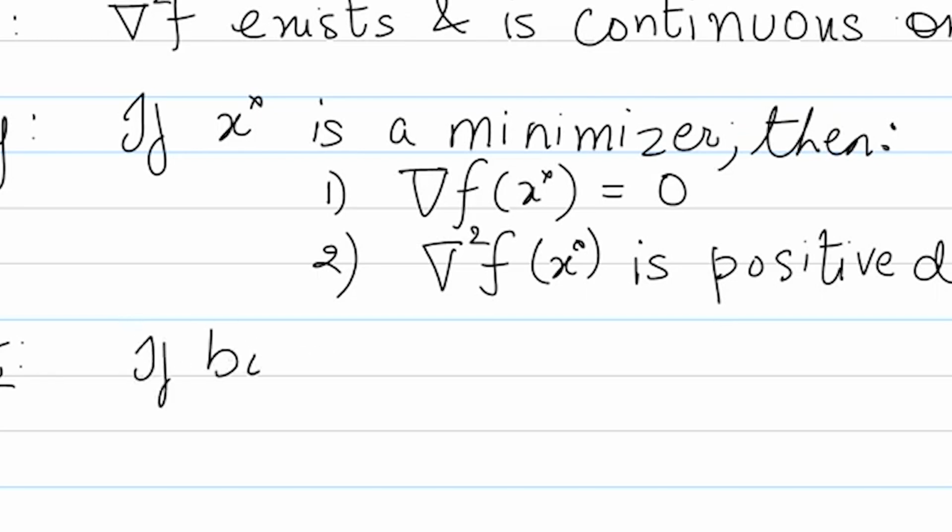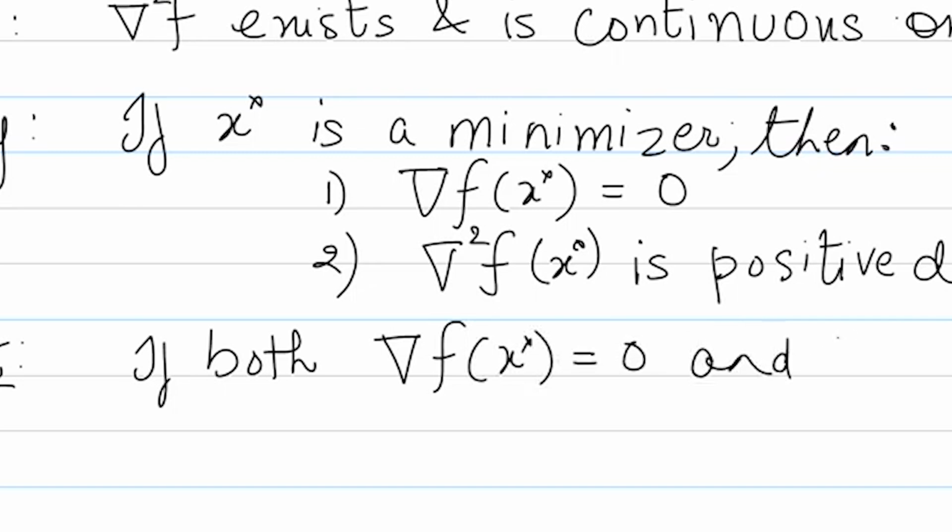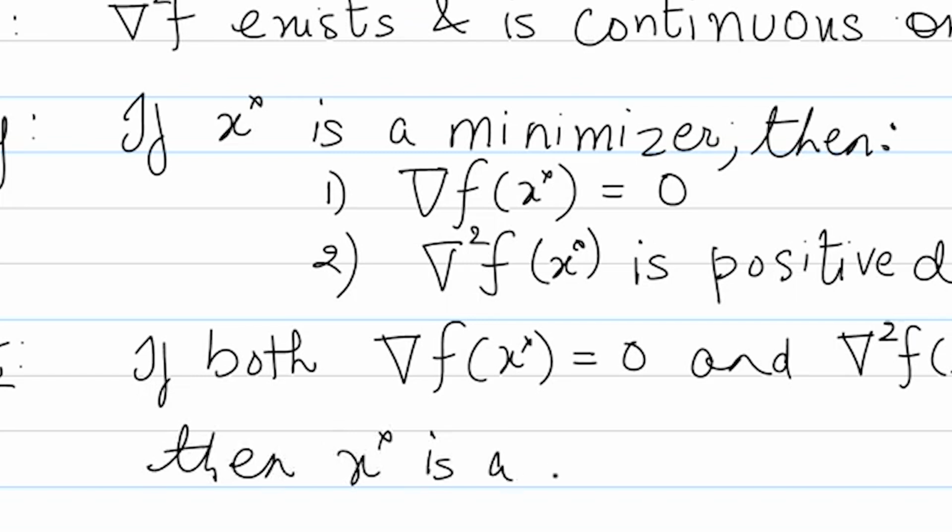So if both this and the Hessian at X star is positive definite, okay, then X star is a local minimizer. This is flipping it the other way.